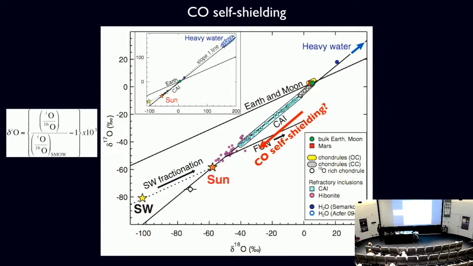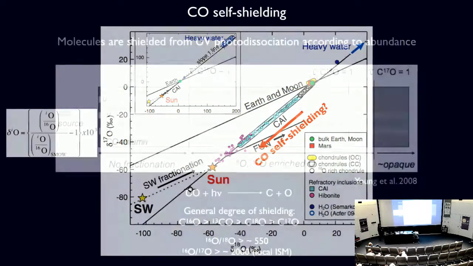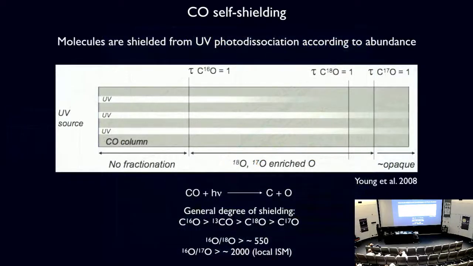So why am I talking about this? Well, we can look at oxygen in CO in YSOs and see, do we see YSOs plotting along a slope 1 line? And if so, maybe it's a signature for this phenomenon called CO self-shielding, which could have occurred in the early solar system. And really briefly, what is CO self-shielding?